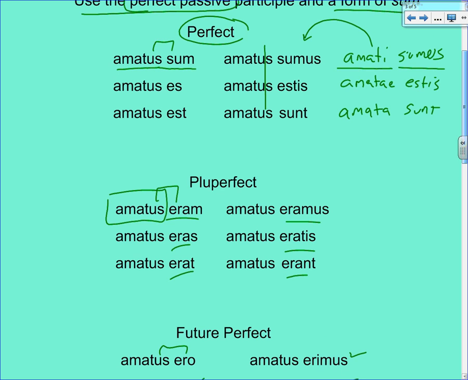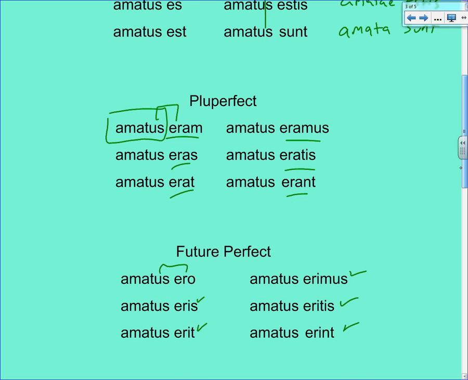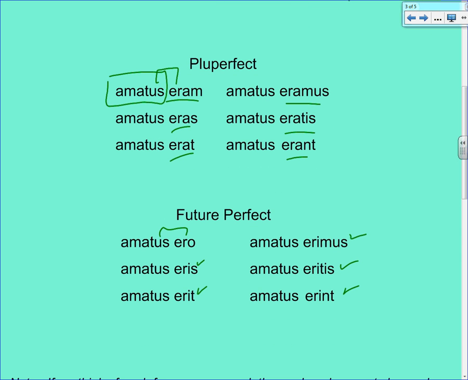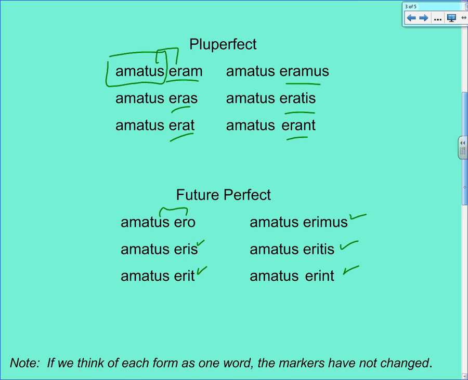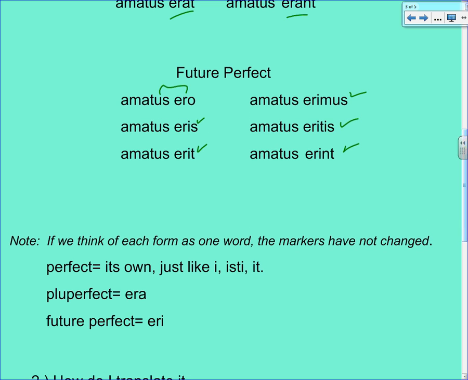So for the perfect, I'm adding sum, es, est, sumus, estis, sunt. For the pluperfect, I'm adding eram, eras, erat, eramus, eratis, erant. And for the future perfect, I'm adding ero, eris, erit, erimus, eritis, and erunt. If I can think of these as one word, it'll make it a lot easier here in a second. And this is why. The pluperfect marker is ERA. The future perfect marker is ERI. The perfect marker is its own marker. It doesn't really have one.